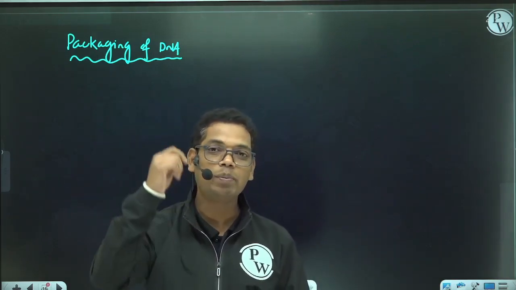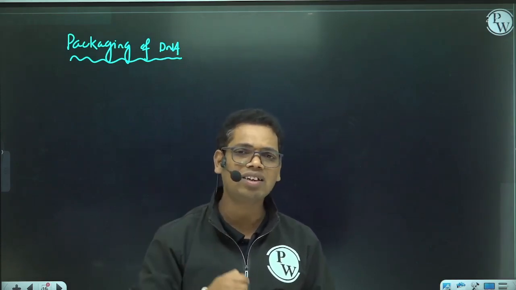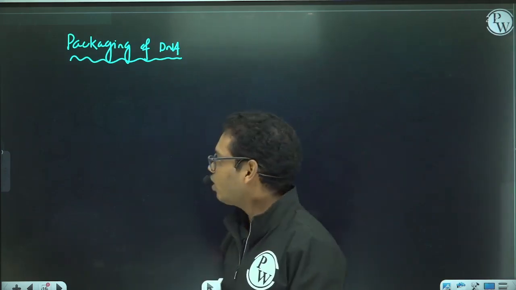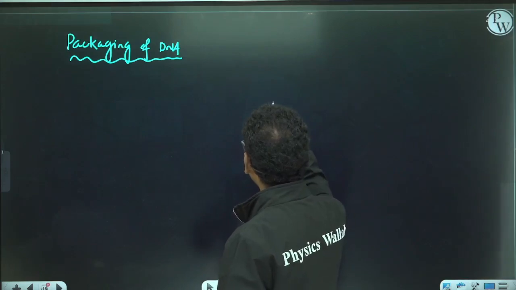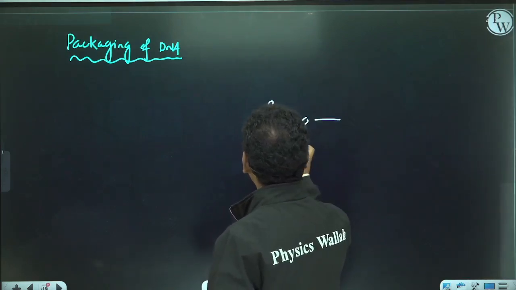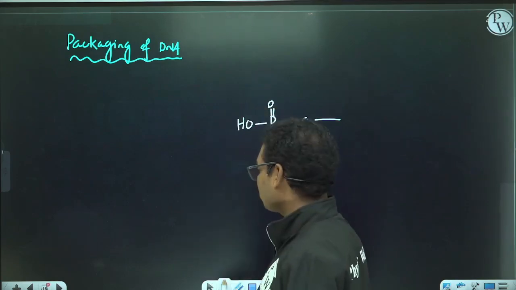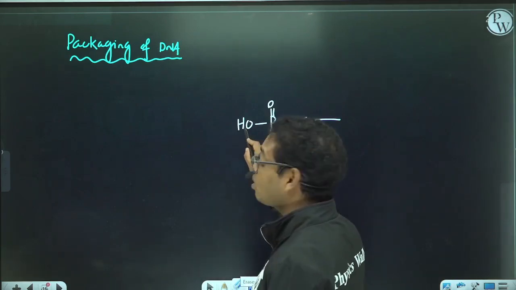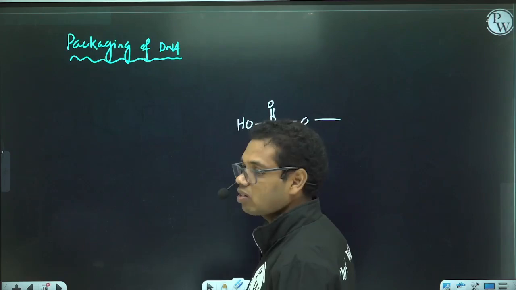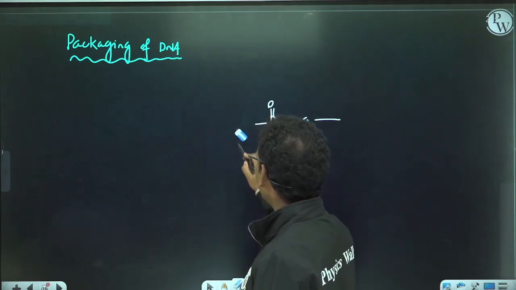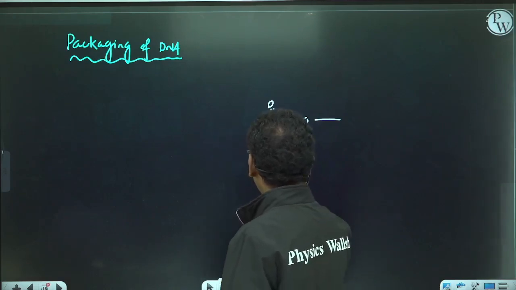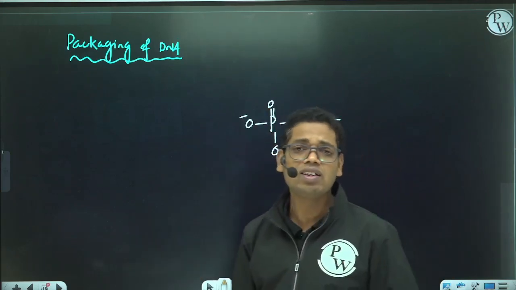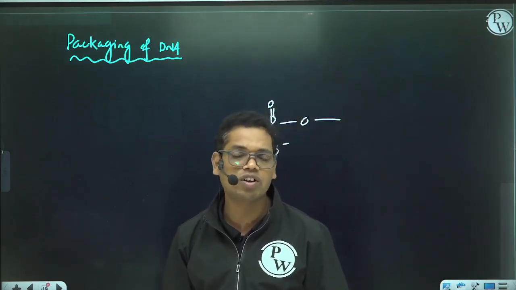But the DNA molecule is negatively charged. Why is the DNA negatively charged? Because of the presence of phosphate. If I write a phosphate group over here like this, then at physiological pH the H plus will be released, that means this OH will undergo deprotonation. So it will be O minus, not OH. That is why the phosphate is negatively charged, and because the phosphate is present in the DNA, the DNA is also negatively charged.